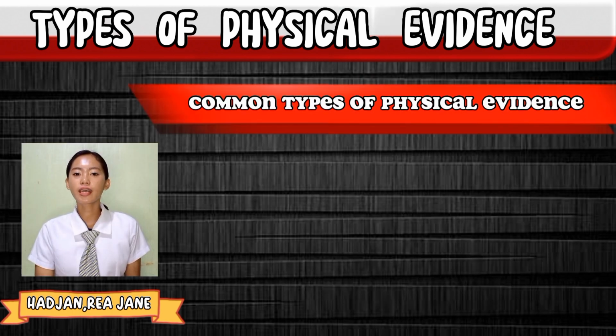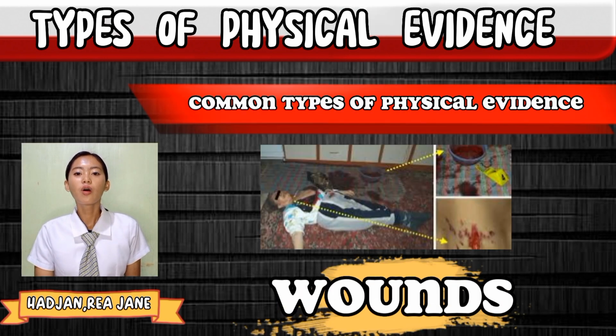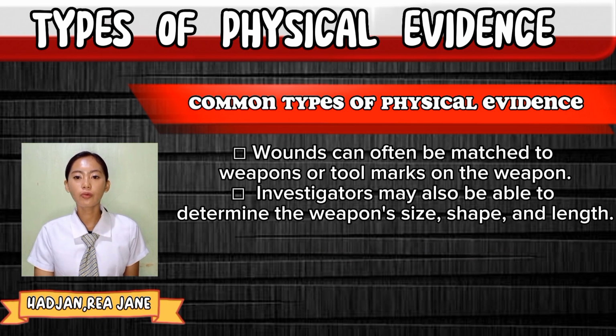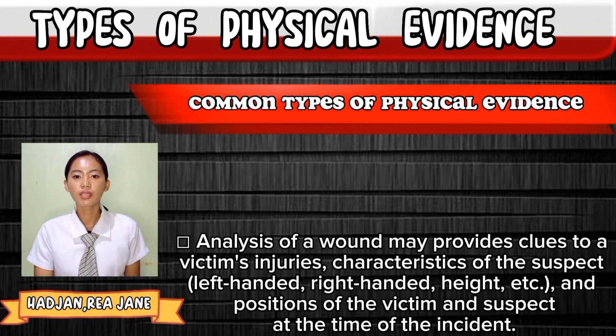Common types of physical evidence. Wounds. Wounds can often be matched to weapons or tool marks on the weapon. Investigators may also be able to determine the weapon's size, shape, and length. Analysis of a wound may provide clues to a victim's injuries, characteristics of the suspect, left-handed, right-handed, height, etc., and position of the victim and suspect at the time of the incident.